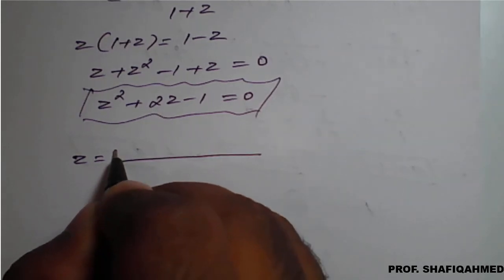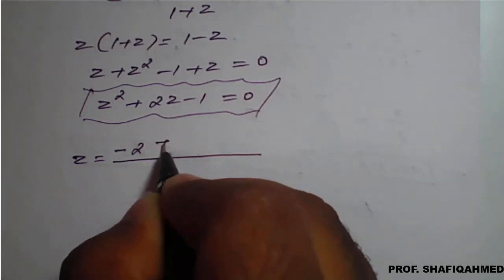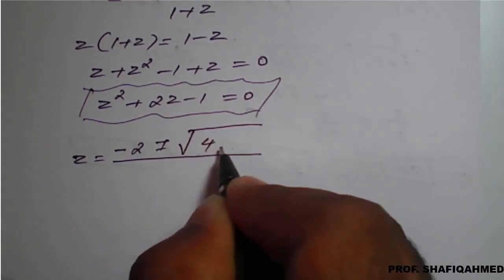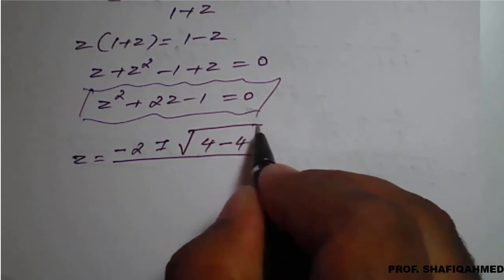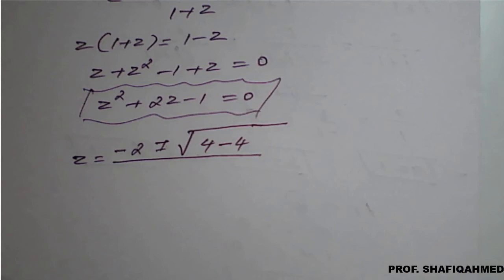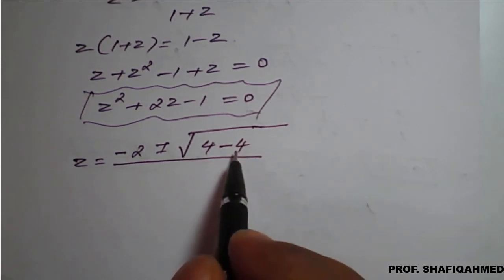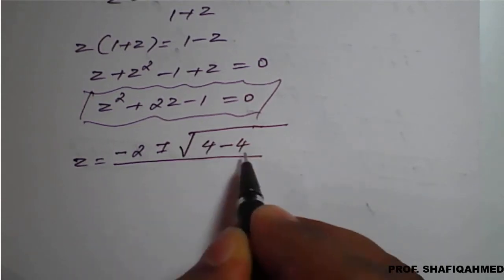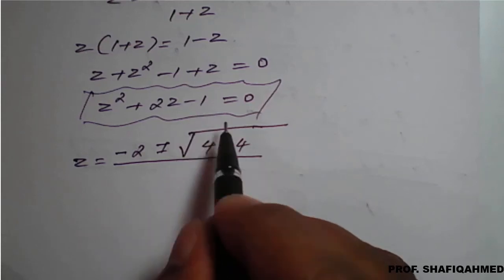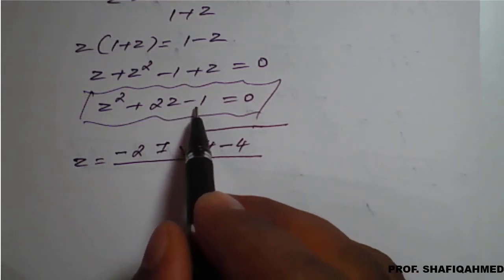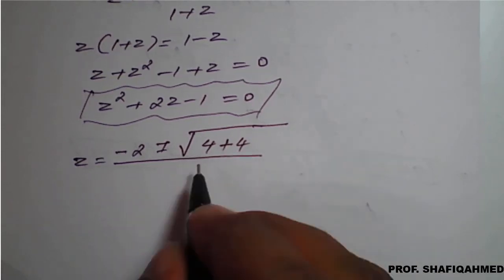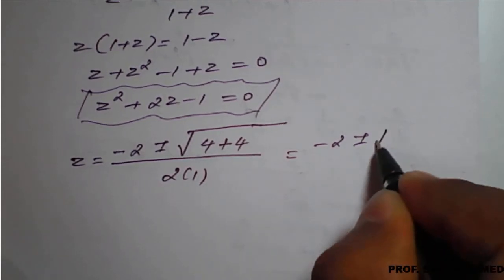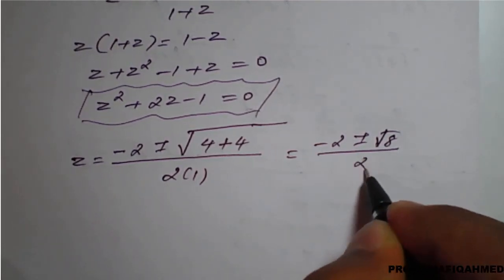The formula says minus B, that is minus 2 here, plus or minus square root of B square. B square is 2 square, that is 4, minus 4 times A into C. A value is 1 here, so it will become 4, and the C value is minus, so it will become plus here, divided by 2 into 1. On simplification, minus 2 plus or minus square root of 8 divided by 2.